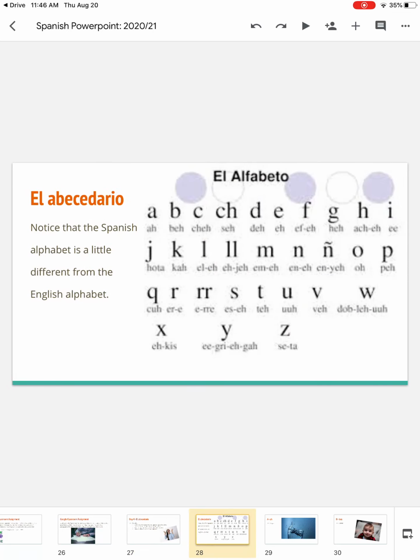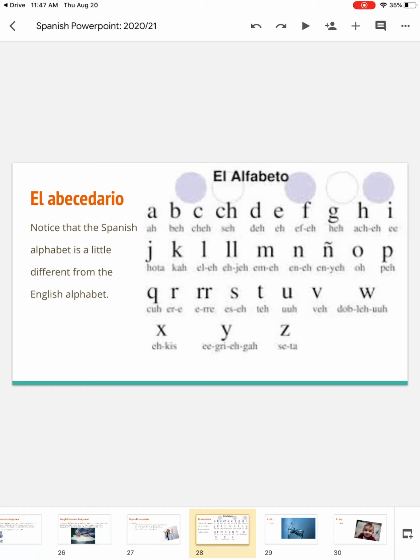All right, so el abecedario, we can notice that the Spanish alphabet is a little different from the English alphabet. So we're looking through, we see A, B, C, so that's all normal. Then we've got this weird CH letter. We've got D, E, F, G, H, I, J, K, L, that's all normal. Then we've got two L's side by side. We've got M, N, which is normal, and then we have an N with what we call a tilde. O, P, Q, R, we've got a double R. S, T, U, V, W, X, Y, and Z.